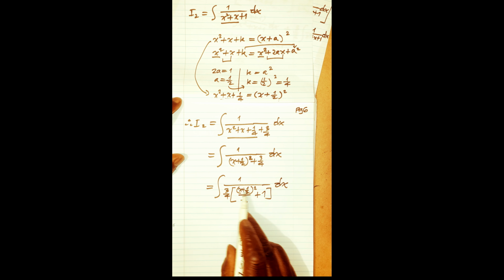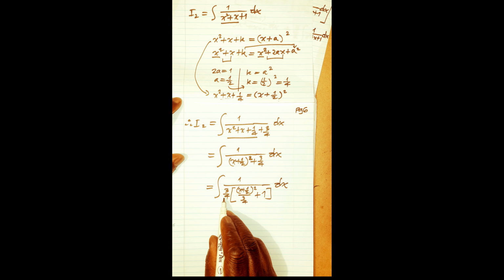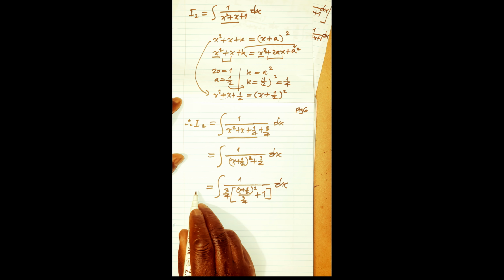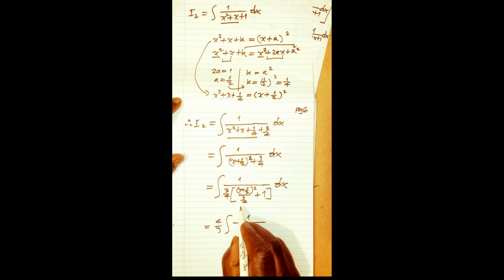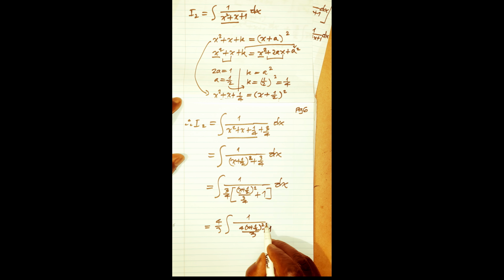So I have to simplify this part now. Remember, when you're dividing a fraction, the 4 must go up and the 3 must come down. And this one is dividing into 1. So when you take it out, it will be 4 over 3. So this is 4 over 3, integral of 1 all over this part now, it will be 4(x plus half) squared all over 3 plus 1 dx.